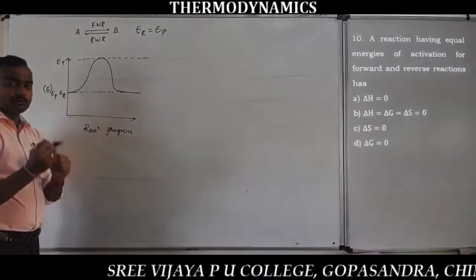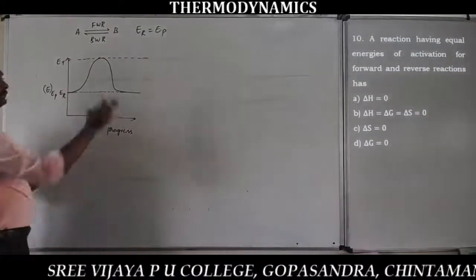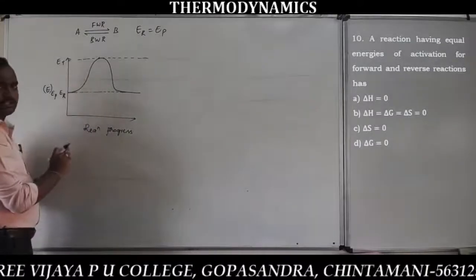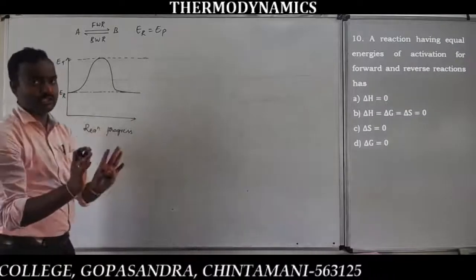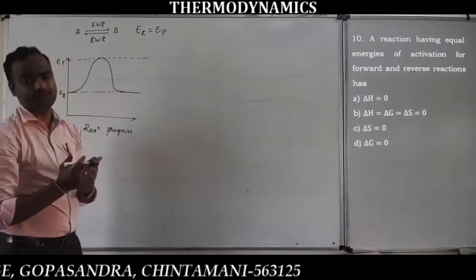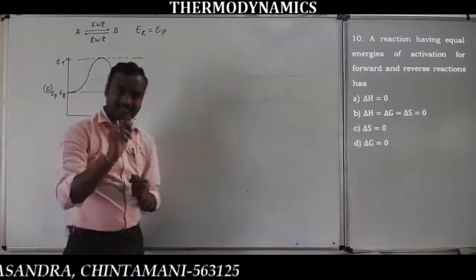For a reaction to happen, molecules must collide, and for collision the molecules must acquire the threshold energy. But all the molecules possess some amount of energy that is not the threshold energy. So therefore you have to supply this amount of energy. That energy is called activation energy.